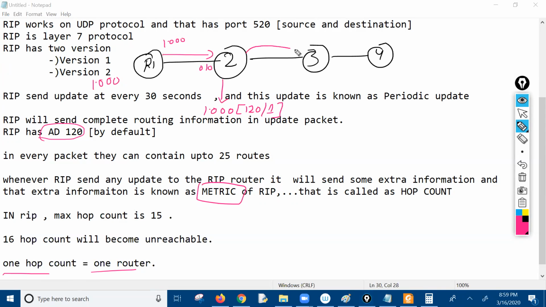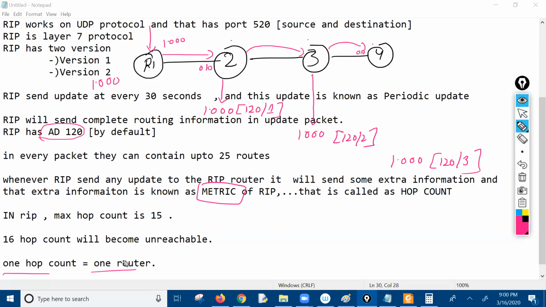Whenever I pass this information to R3, with AD 120, the metric will become 2 now. Whenever R3 passes this information to R4, R4 has the information with 120 and the metric is 3. So every router adds the hop count. Can you imagine it from the R1 perspective, how many routers are there? R2, R3, and R4, because on this interface I'm receiving the update, right? So I have 3 hop count, or 3 metric. 3 hop count, 3 routers, 3 metric.